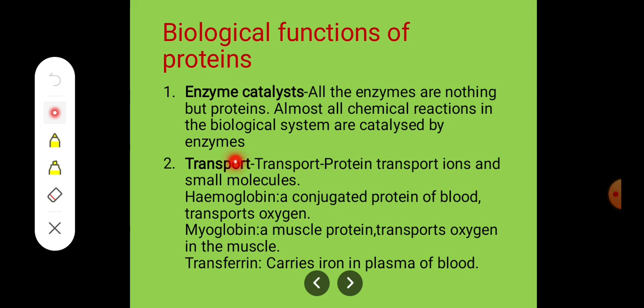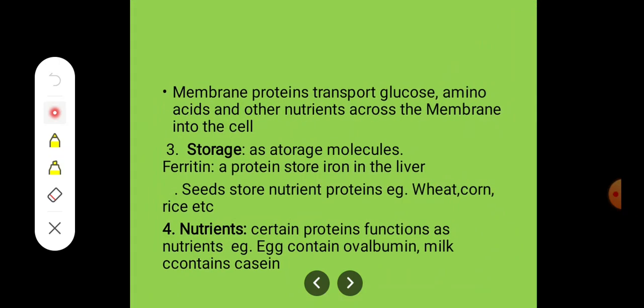All of you know about the functions of hemoglobin, myoglobin, transferrin. We studied these points in bioinorganic chemistry. That is, hemoglobin is used for transport of oxygen, myoglobin for transport of oxygen in muscle, and transferrin carries iron in the plasma of blood. Membrane proteins transport glucose, amino acids and other nutrients across the membrane into the cell.